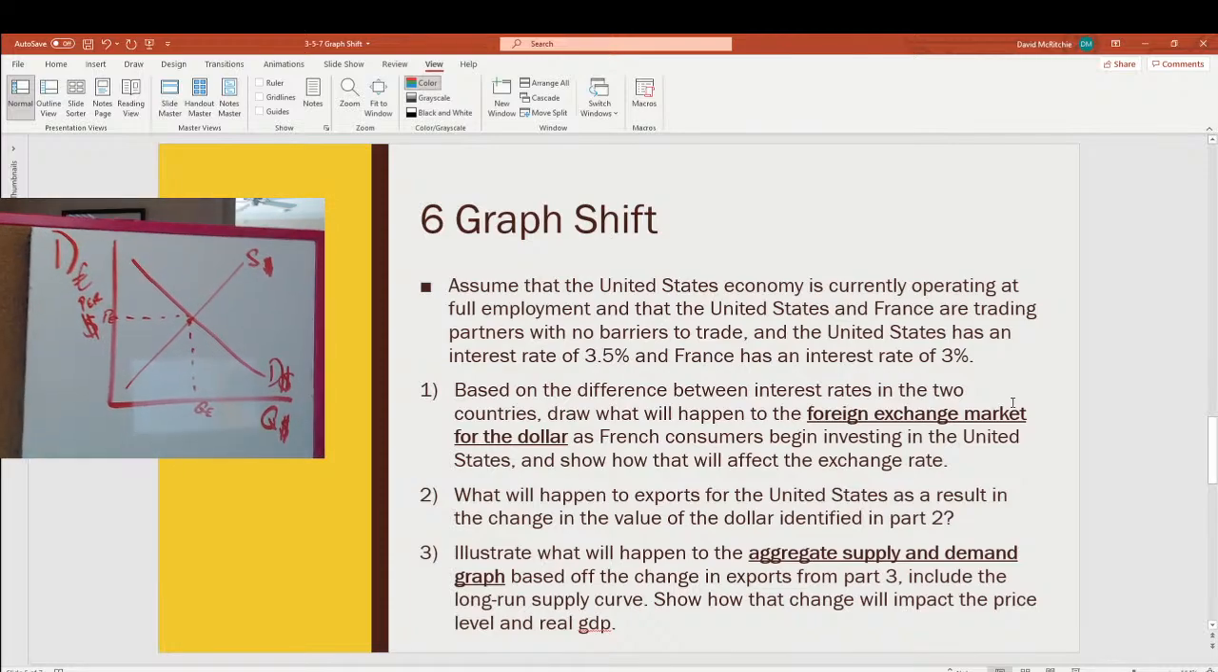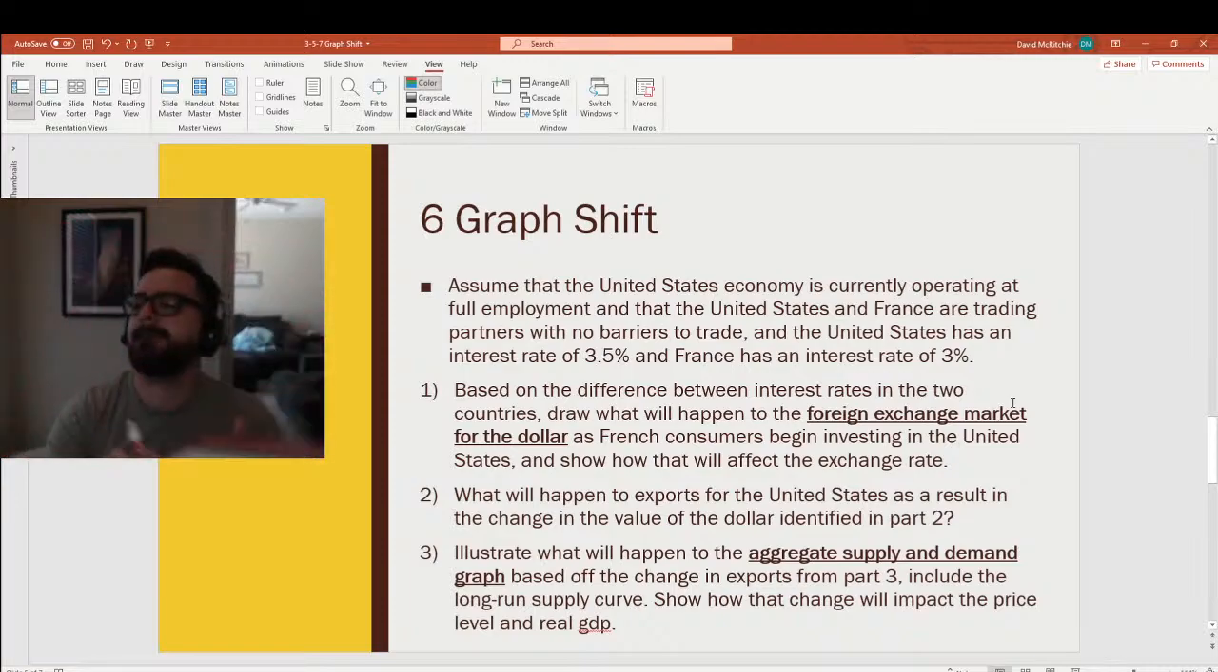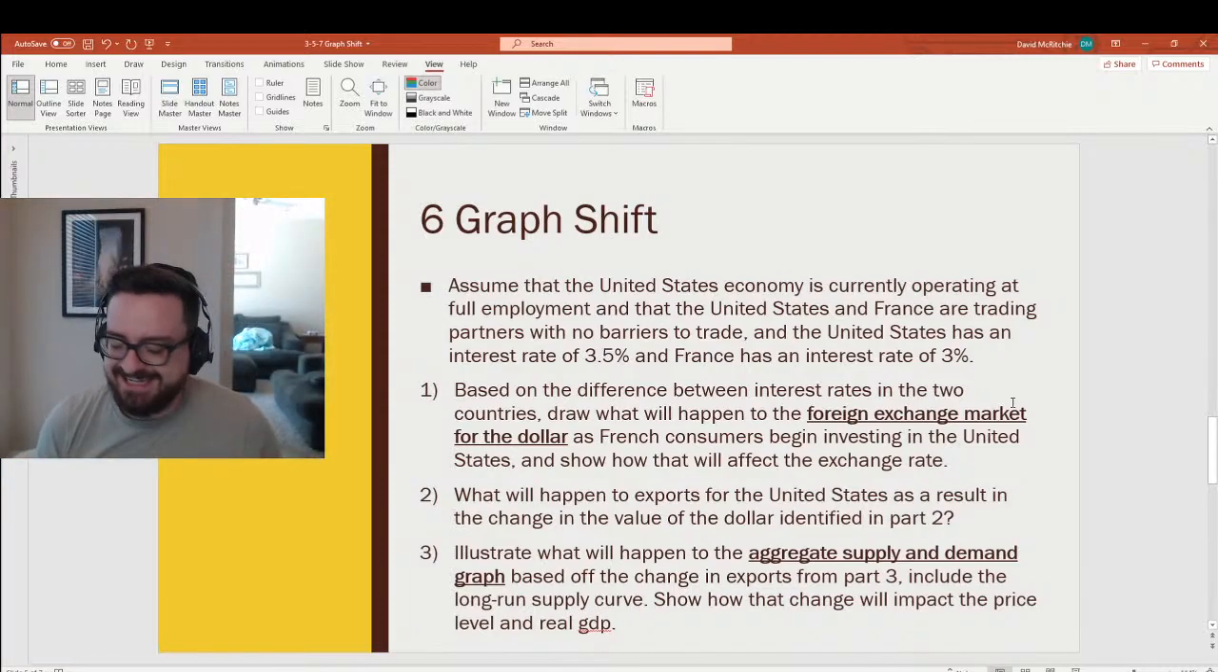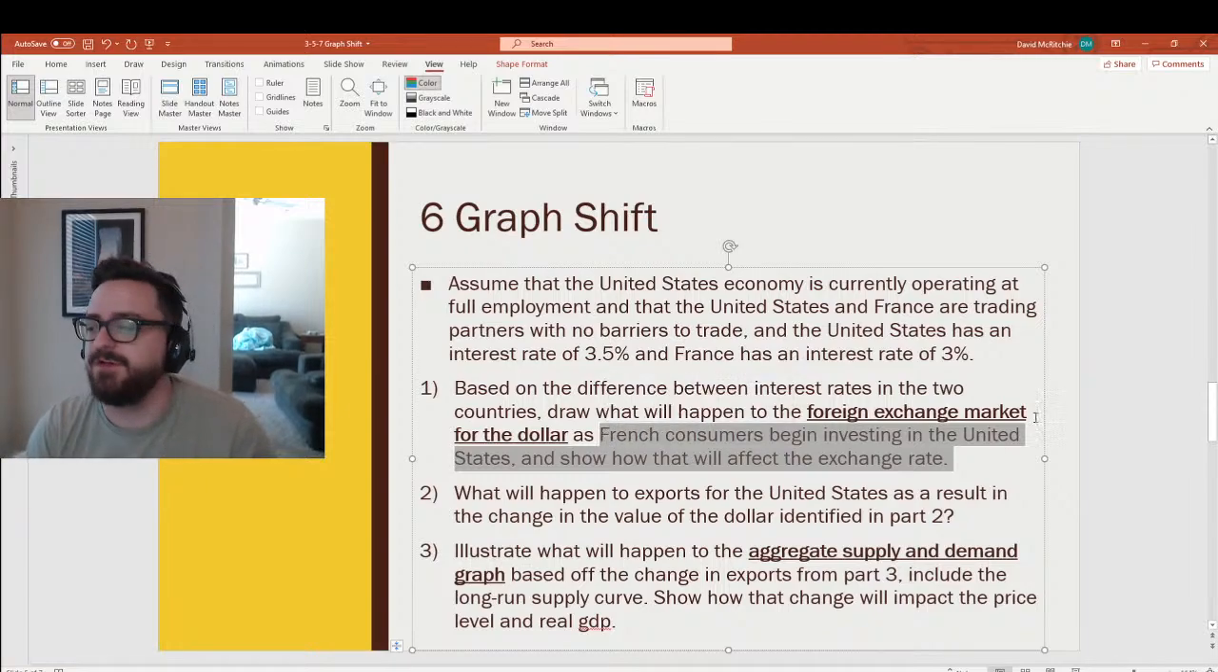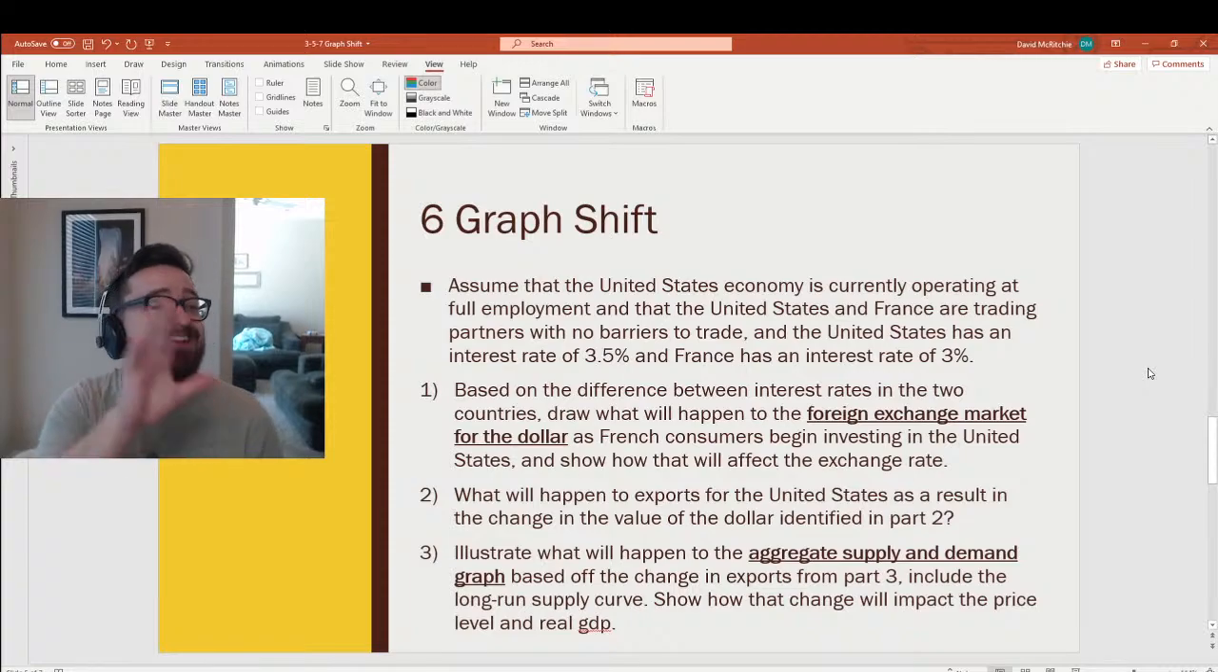So I got my equilibrium price and quantity at equilibrium. And now the idea is interest rates are higher in the United States than in France. And the question even tells you, I did take this straight from an AP exam question, that the French are going to want to invest more in the United States.